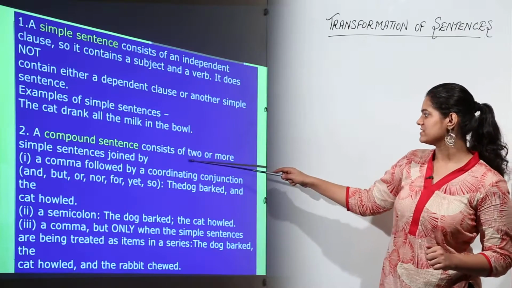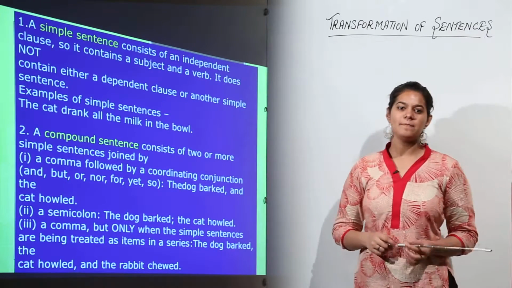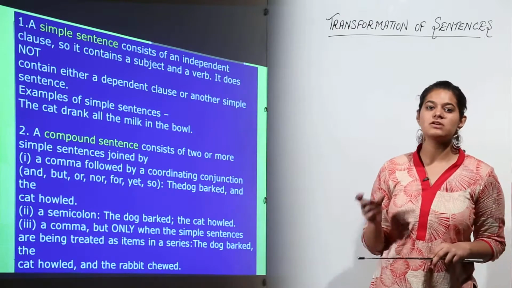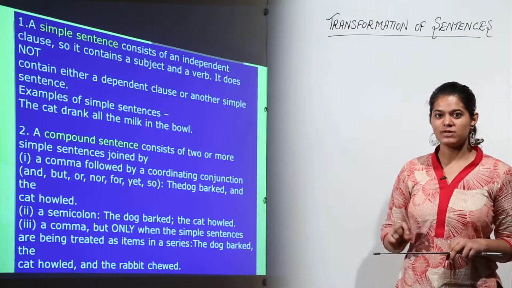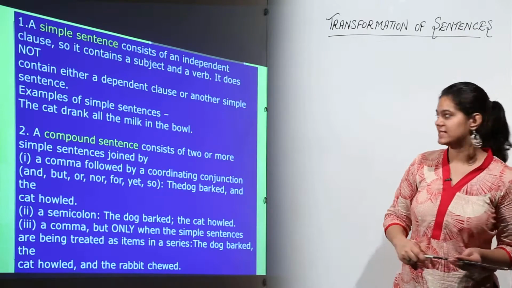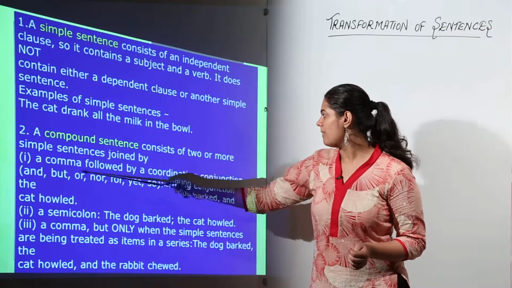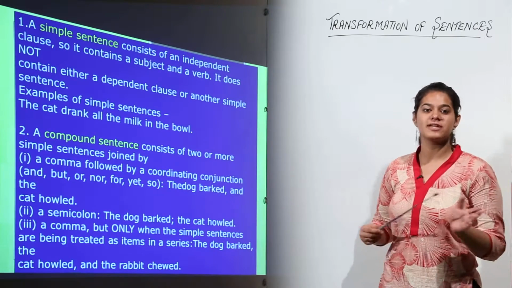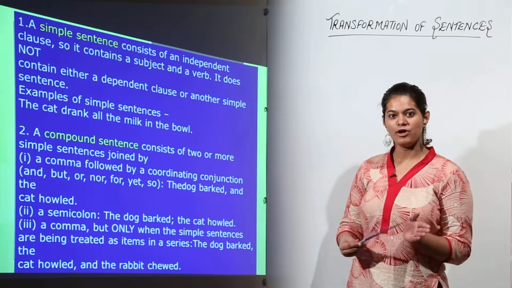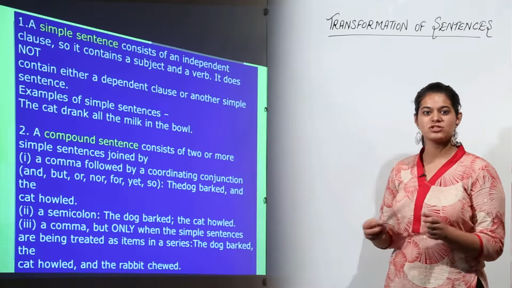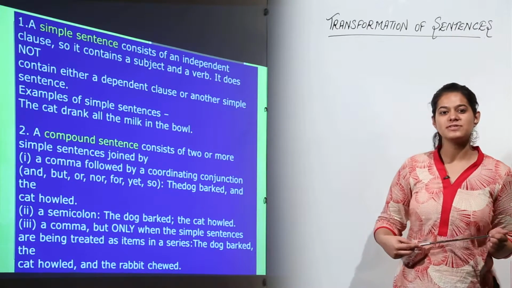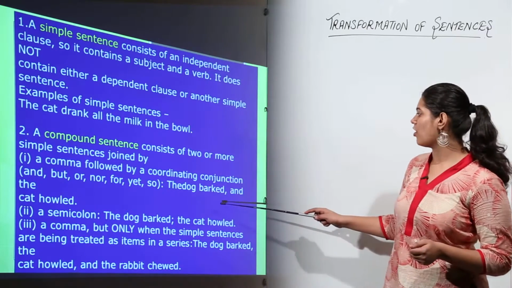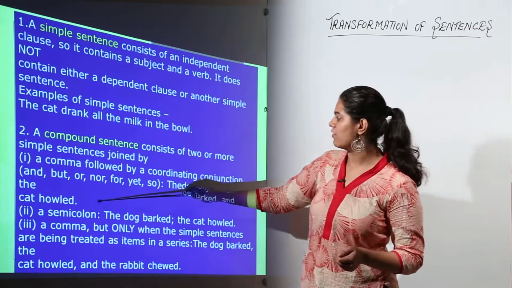Next is a compound sentence. So when we join two or more simple sentences, we obtain a compound sentence. Now let us see what the features of a compound sentence are. Firstly, a comma can be used followed by conjunctions. Conjunctions are connectors such as and, or, nor, and other such words which connect sentences, right? So an example can be, the dog barked and the cat howled.